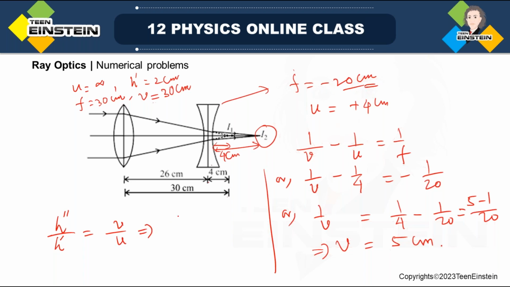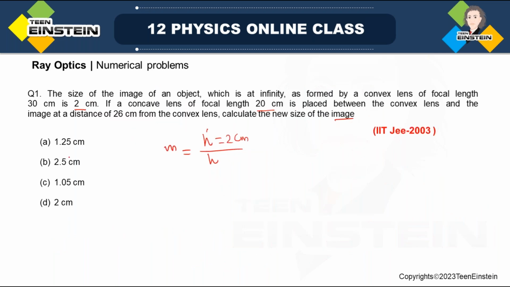The image size h prime is equal to v by u into h. Where v is 5, u is 4, and h is 2 centimeter. So this is 5 by 4 into 2, which is 2.5 centimeter. So this is the answer. You can see and choose from the options. This is the one.